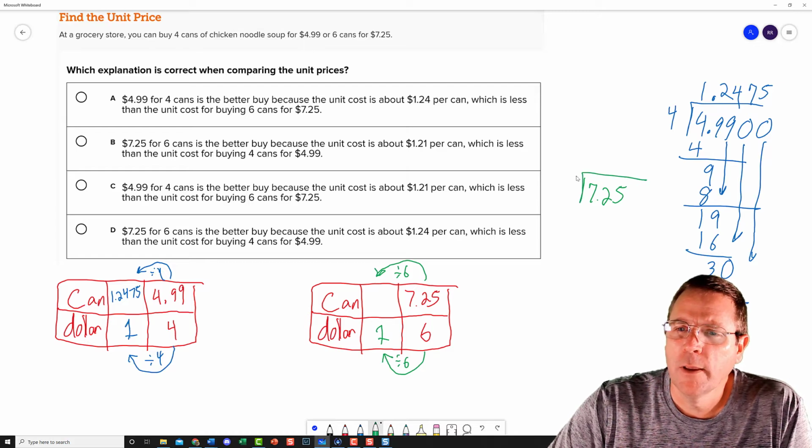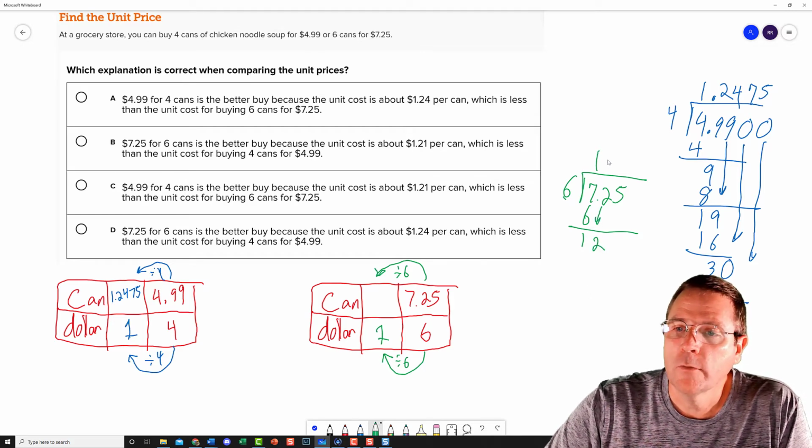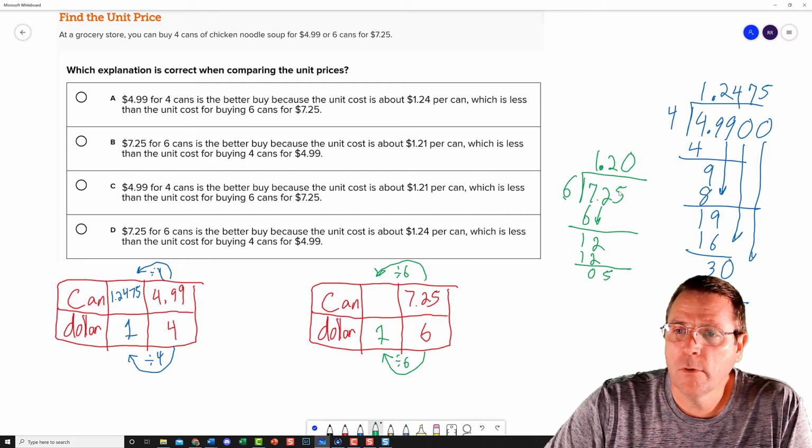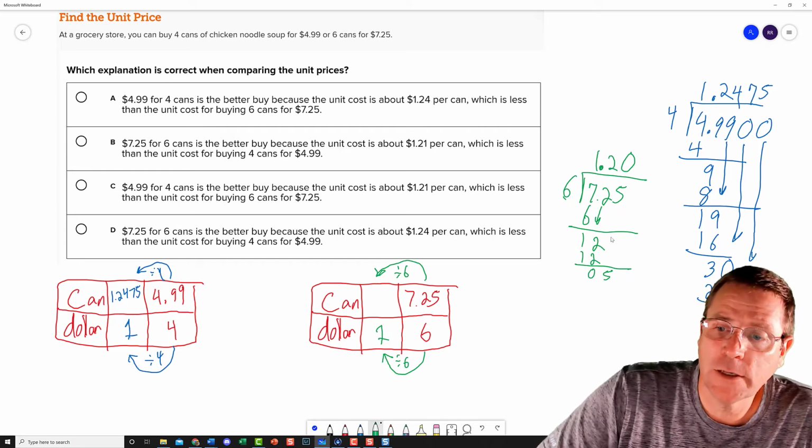$7.25 divided by 6. Well, 6 goes into 7 one time. 1 times 6 is 6 with 1 left over. Bring down your 2. 6 goes into 12 2 times, which is 12 with nothing left over. Bring down your 5. 6 goes into 5 0 times, and at that point we can actually stop.